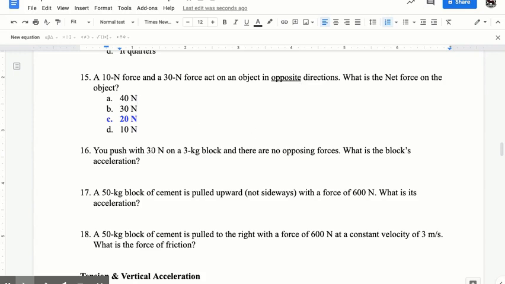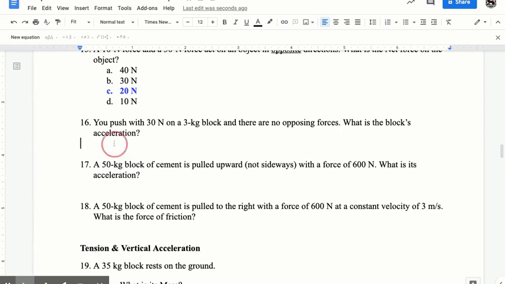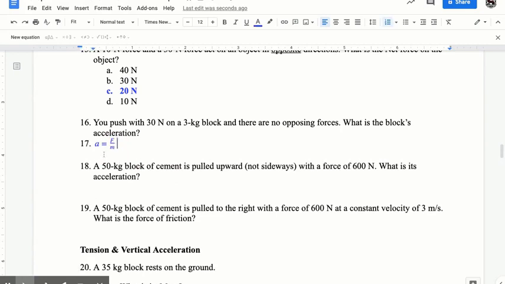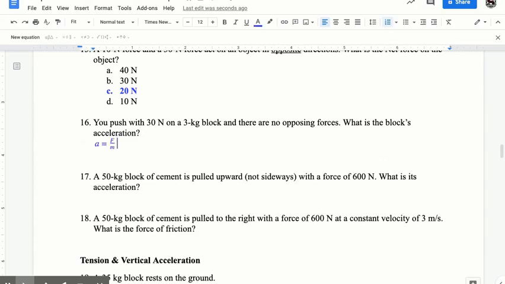If you push with 30 newtons on a 3 kilogram box, and there are no opposing forces, what is the acceleration? Well, looking back up to my equations, I get that acceleration is equal to force over mass. And let's see what they tell me.